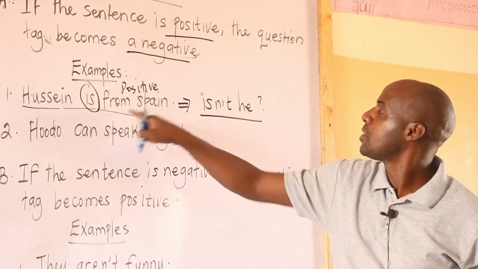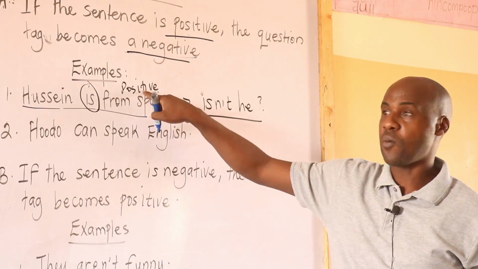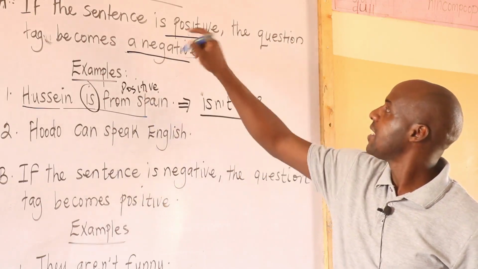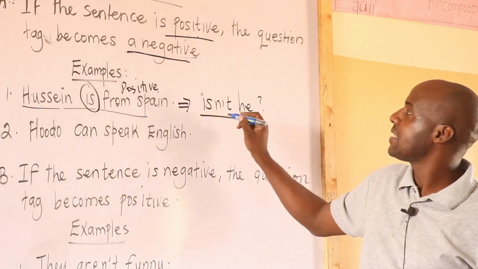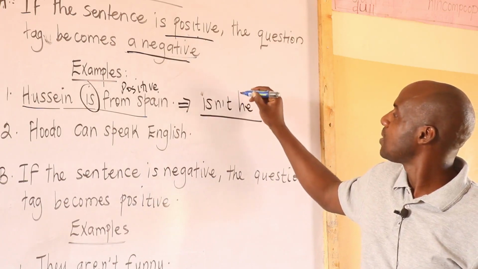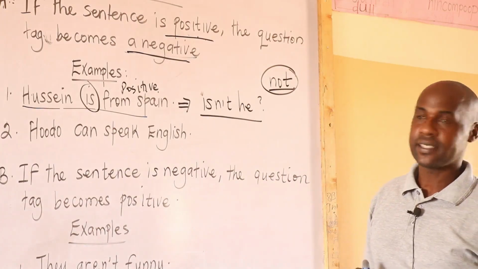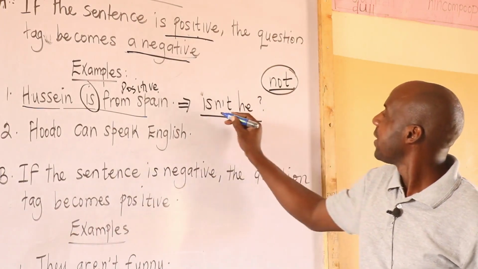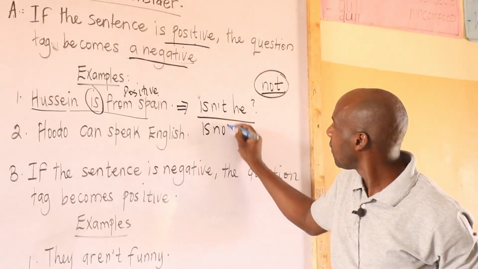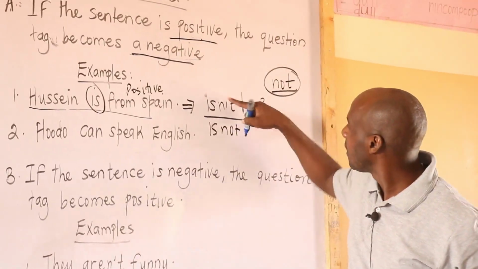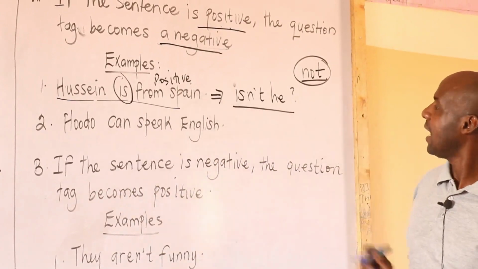Hussein is from Spain. First of all, the sentence is in positive form. And we said if the sentence is in positive form, the question tag becomes negative. A negative means a sentence with the word not. So isn't means is not, okay? But we just shorten it. We use the apostrophe to abbreviate it. So isn't he?